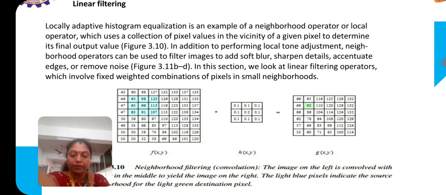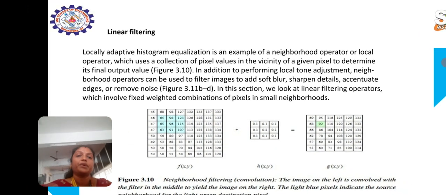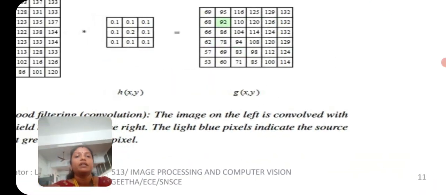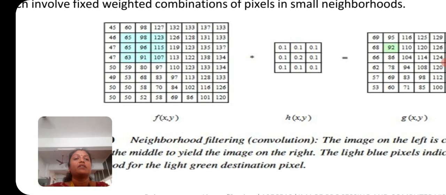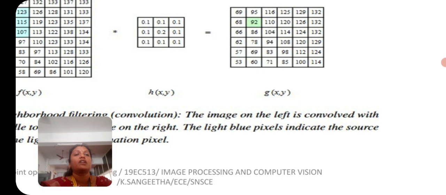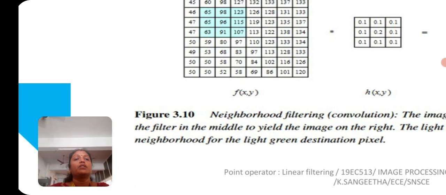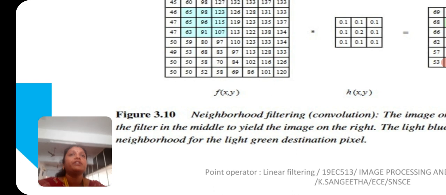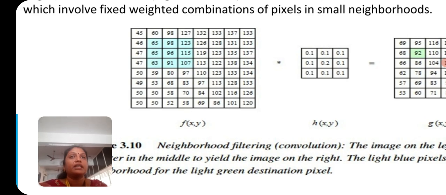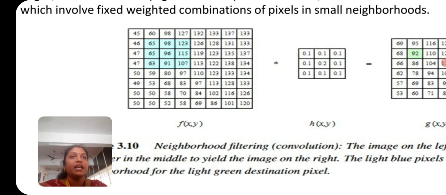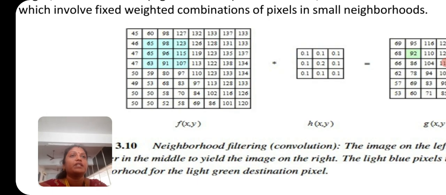In linear filtering, the operation f of x y is the neighborhood filtering, that is convolution. The image on the left is convolved with the filter in the middle to yield the image on the right. The linear filter is a widely used technique in computer vision for manipulating or enhancing images. It involves applying a linear transformation using a kernel, that is a filter. The h of x y is a filter to modify pixel values based on their neighborhood. Linear filtering is fundamental to tasks such as smoothing, sharpening, edge detection and noise removal.